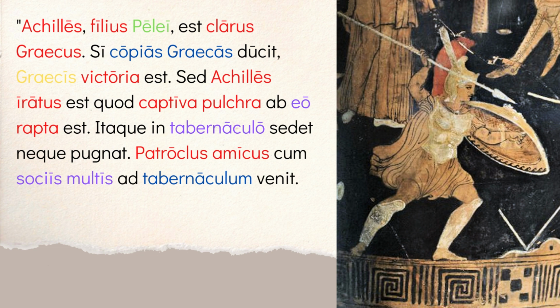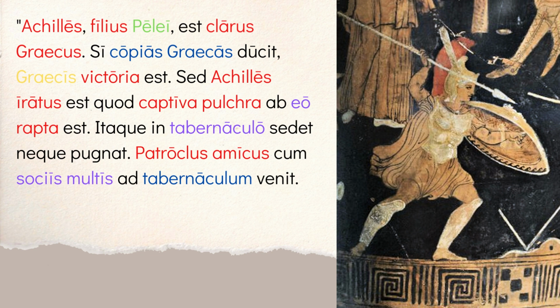A famous Greek. Then he continues, says, si copias Graecas ducit, Graecis victoria est. So if he leads, ducit, meaning if Achilles leads the copias Graecas. Remember, copia, when you pluralize it, really means troops. It can also mean supplies, but here it really is talking about the soldiers. So it's saying if he leads the Greek troops, there is victory for the Greeks. There's your dative: victory is for the Greeks. So the idea here is that if Achilles is there, they're going to win.